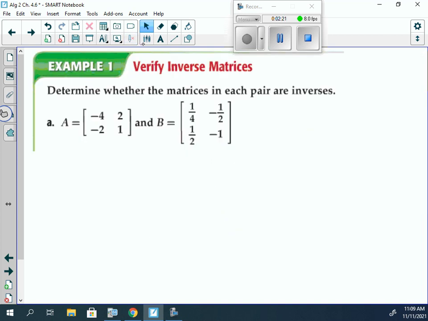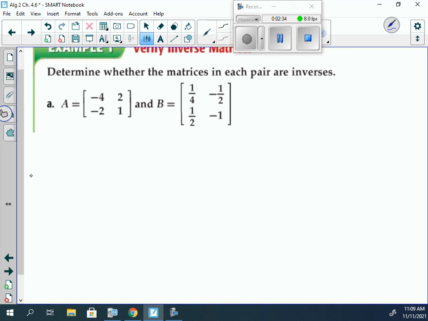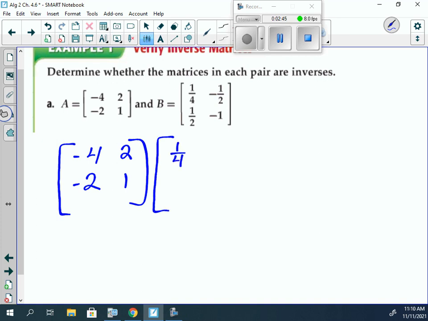Now, it's also said that two matrices are considered to be inverses if their product is the identity matrix. If we can multiply the two together and get the identity matrix, then the two matrices are inverses. So here we do negative 4, 2, negative 2, 1, and multiply it by 1/4, 1/2, negative 1/2, and negative 1. If we multiply these two together and get the identity matrix, then the two matrices are inverses.